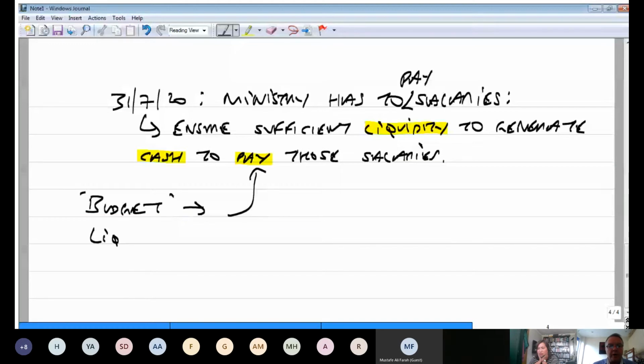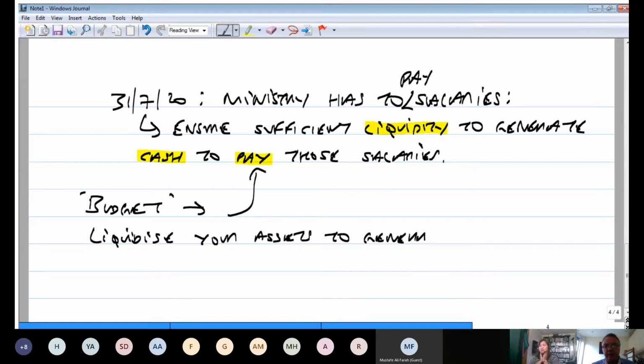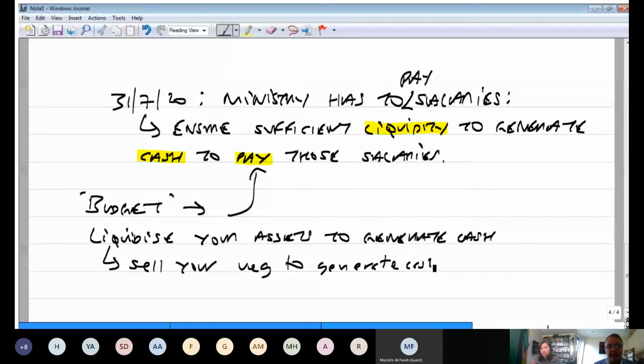Are you going to, ready, another word for you, liquidize your assets to generate cash? Liquidize your assets to generate cash. Remember, that means sell your veg to generate cash to pay the rent.